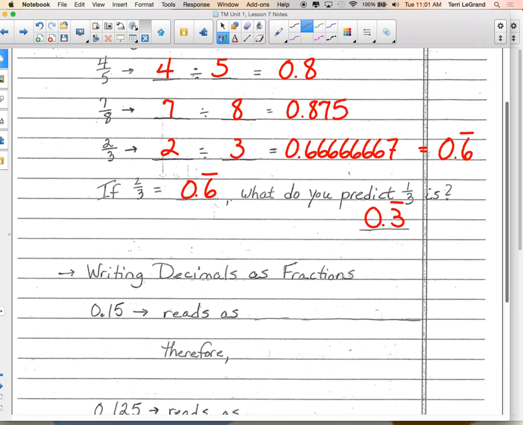Remember, we didn't want to divide it out. We just wanted to predict based on the fact that 2/3 is 0.6 repeating. Why is this important? This will help you with other fractions and other decimals, believe it or not. Why did you predict that?